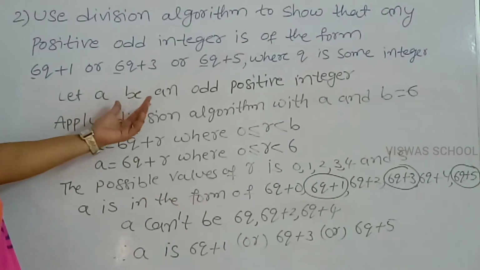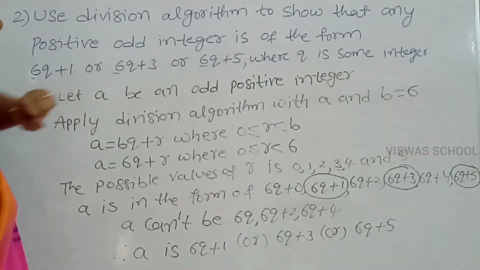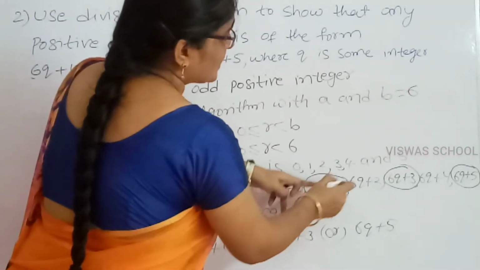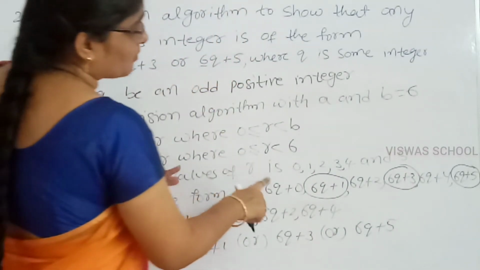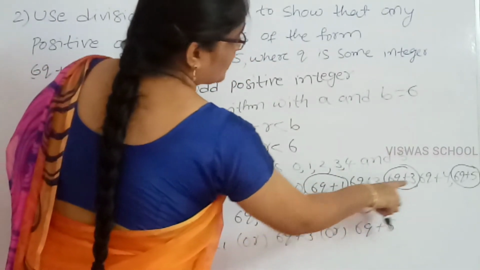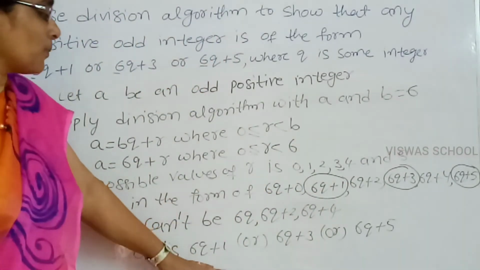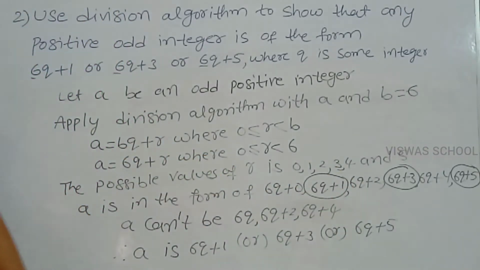But here our condition is what? Let a be an odd positive integer. We have to take only odd positive integers. That is a must be 6q plus 1, 6q plus 3 and 6q plus 5 only. That is a cannot be 6q, 6q plus 2 and 6q plus 4. Therefore a is 6q plus 1 or 6q plus 3 or 6q plus 5.